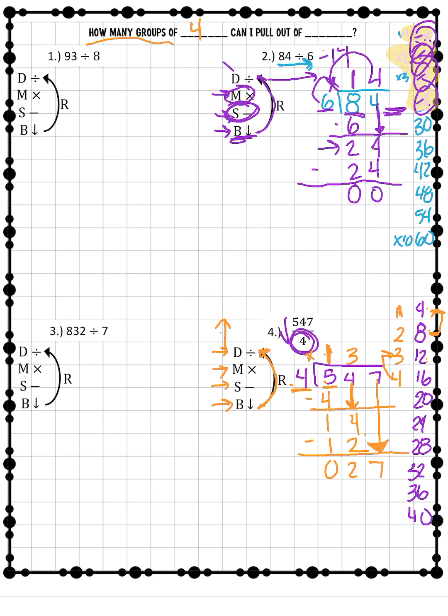Because I brought down, I need to use Row Over. How many groups of 4 can I pull out of? Now we're looking at 27. So I'm going to go back to my multiples. So I got 4, 8, 12, 16, 20, getting closer. 24, good. 28, whoa, that's too much. I need to jump back 1. So we're jumping back to 24. So how many multiples is that, or how many groups? 1, 2, 3, 4, 5, 6 groups. 6 is going to go on top here.